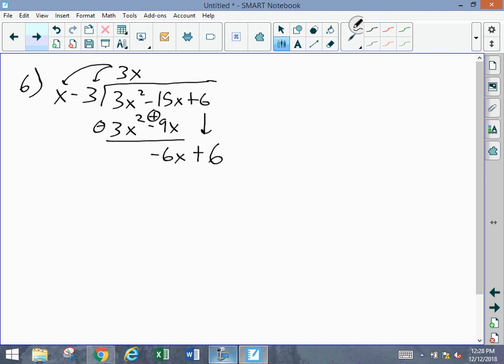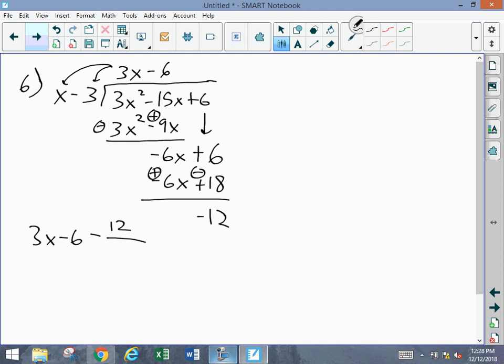All right. Hey, what do I need to multiply x by to get negative 6x? Or, what is negative 6x divided by x? Negative 6, right? Negative 6 times x is negative 6x, and negative 6 times negative 3 is positive 18. And then I'm going to change the sign of each of these things and add them together. If I add negative 6x plus 6x, that's 0. 6 minus 18 is negative 12. So my answer is 3x minus 6. And the way we write this remainder is minus 12 over my divisor, which is x minus 3.